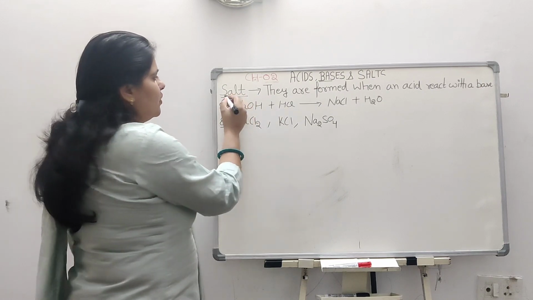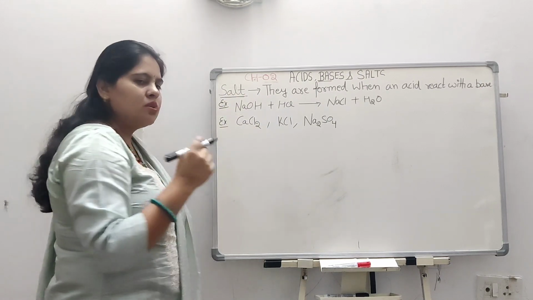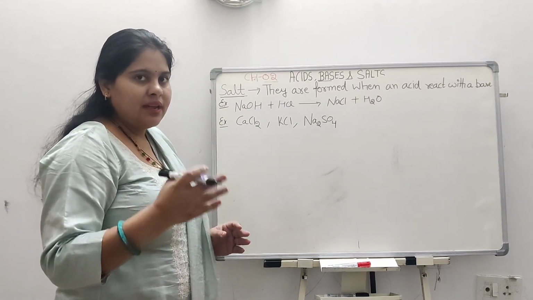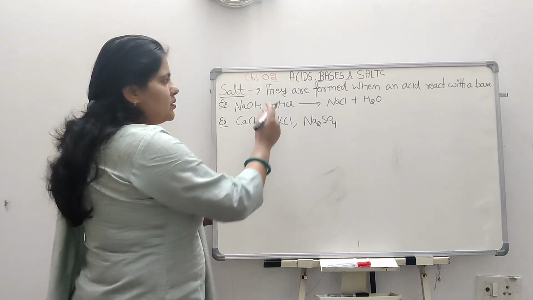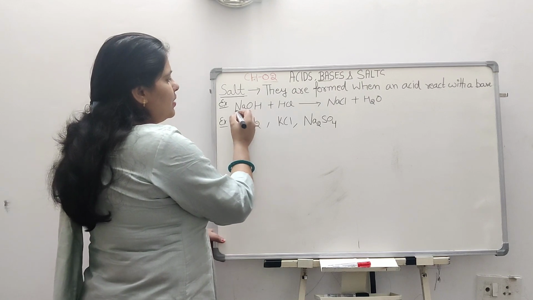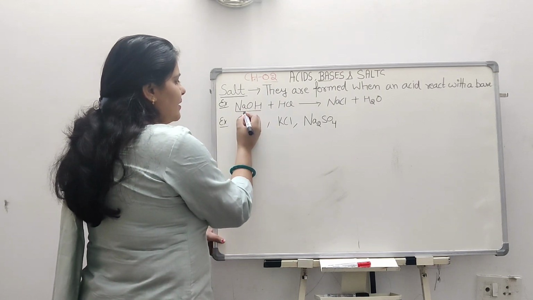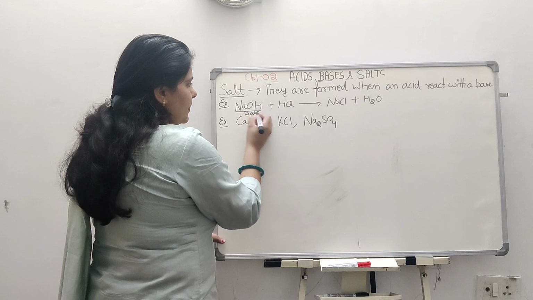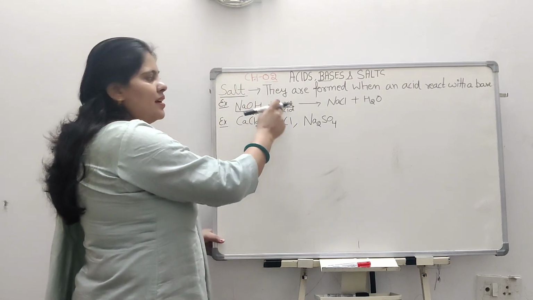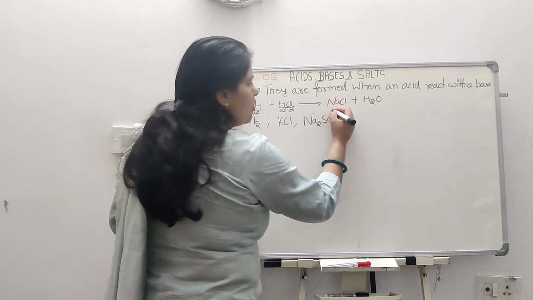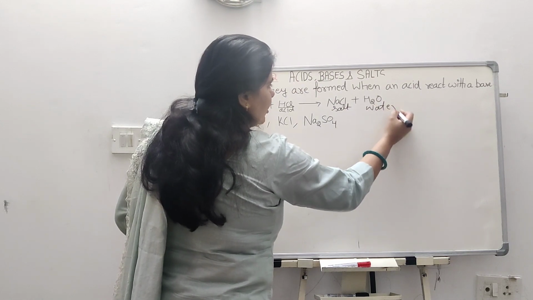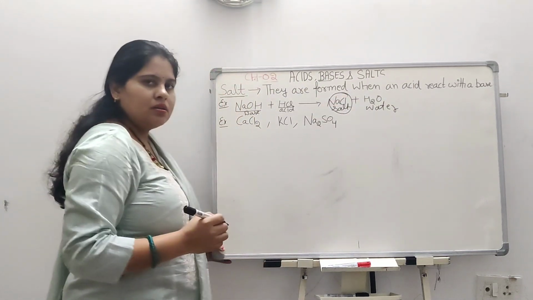Next is salt. What are salts? Salts are formed when an acid and a base react. For example, sodium hydroxide is a base and HCl is an acid. When a base reacts with an acid, it forms salt and water. So in this reaction, NaCl is the salt.